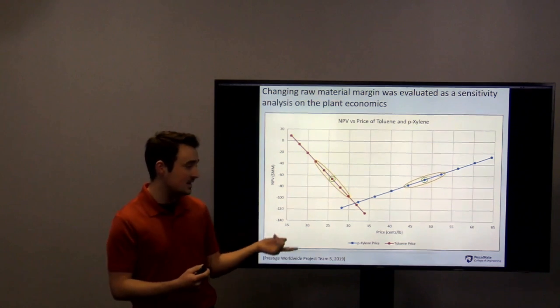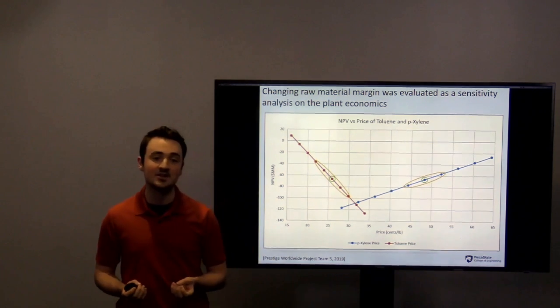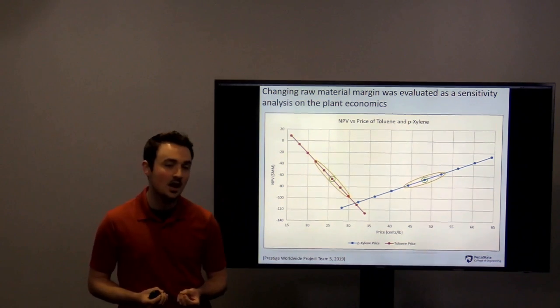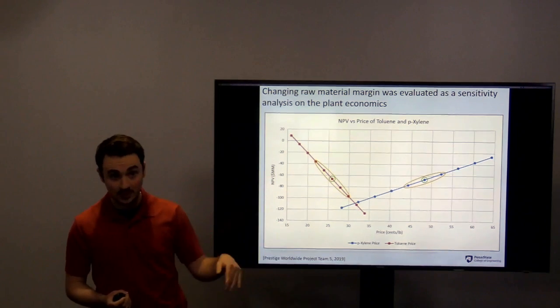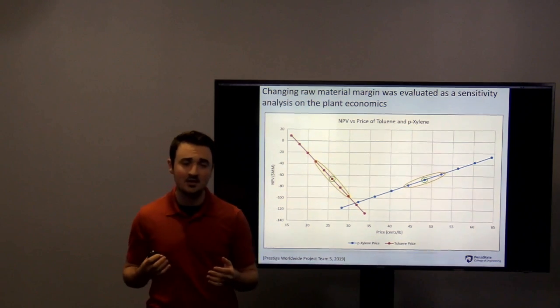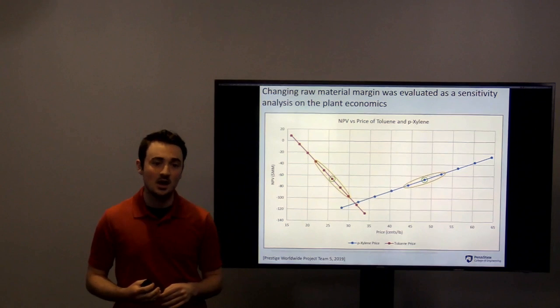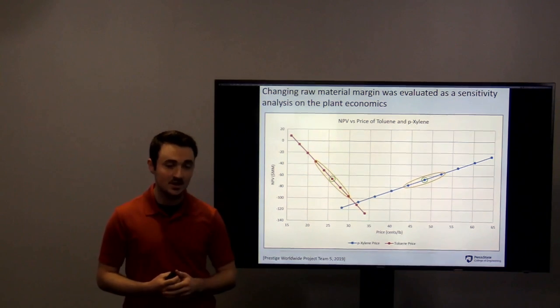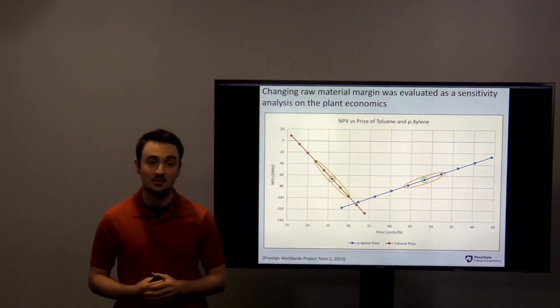I'd like to highlight that the toluene prices have a much greater effect on the net present worth of the plant. You can see this by the greater slope of the red line versus the blue line. It's actually about a 3 times greater effect of the toluene versus the paraxylene on the plant net present worth.